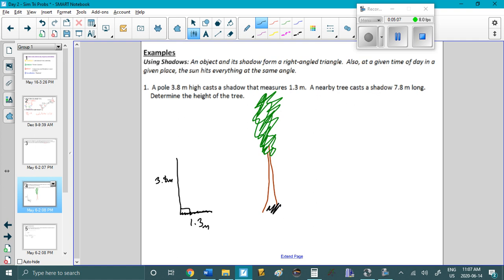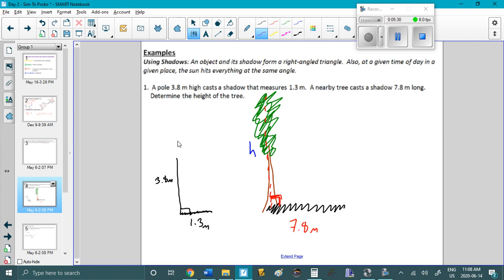The tree casts a shadow, just like that. And we can say that this shadow is 7.8 meters long. And we could draw a dotted line down here to represent the tree growing straight up. And that makes a right angle as well. So you might be wondering, how is this similar triangles? This whole unit's supposed to be called similar triangles. I'm going to label this H for height.